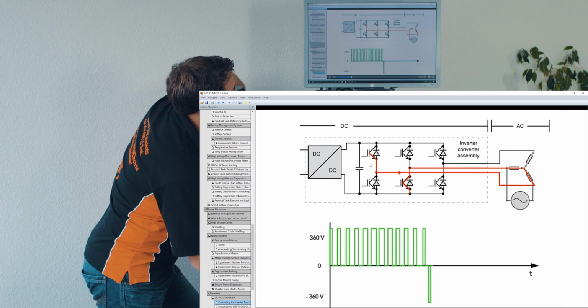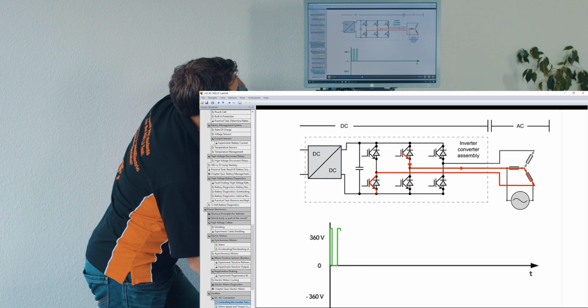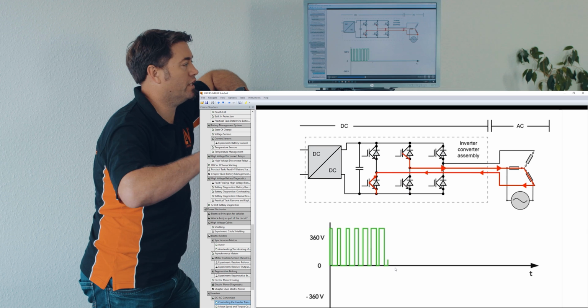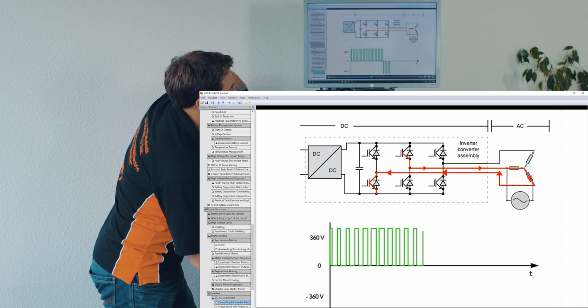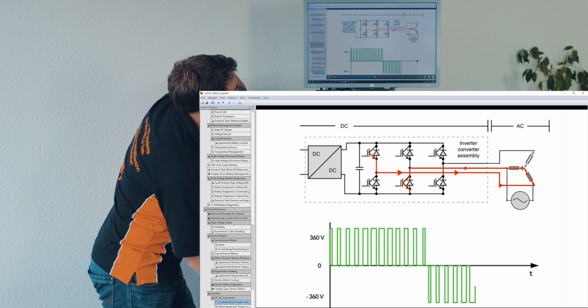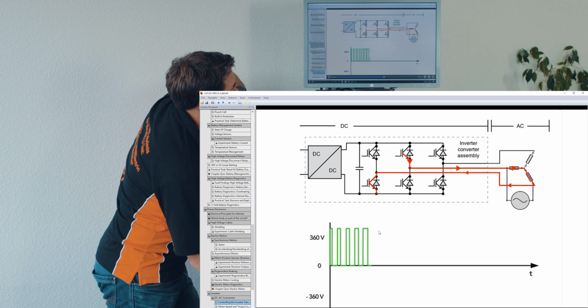And we see there, now we've switched direction. So before it was this one, now we've switched to this one here. And it's still going through the same two phases, but it's just in a different direction. And you can see there, now we're getting that switching between positive and negative. And the time that those IGBTs are switched on is the amount of time that we see here.